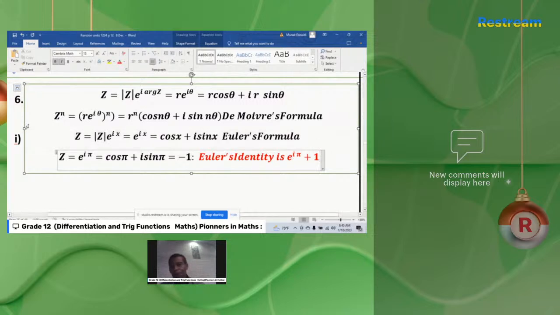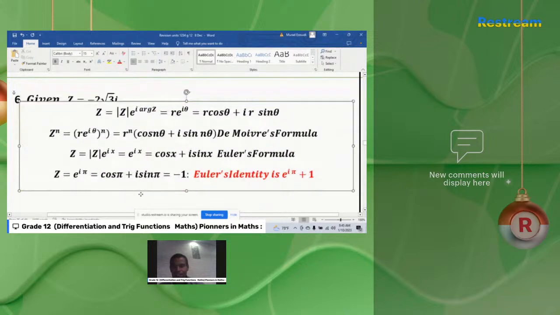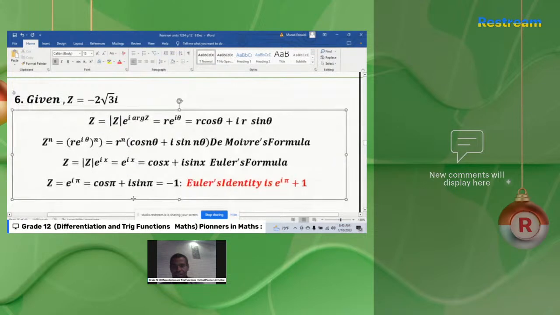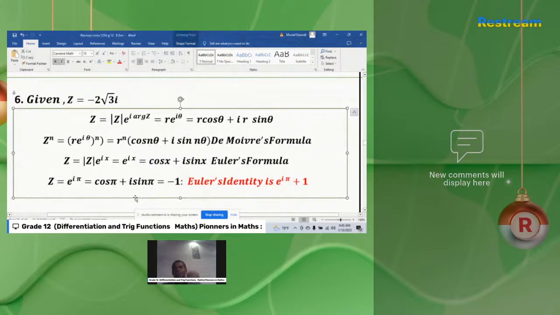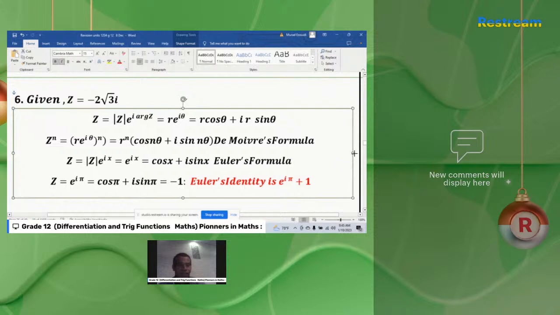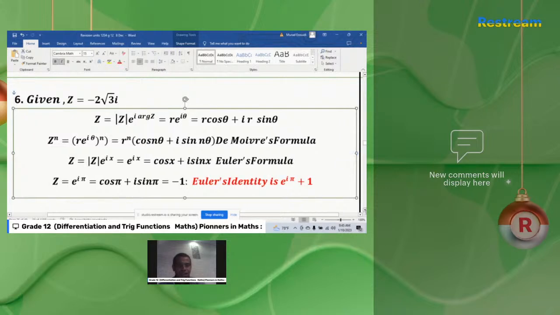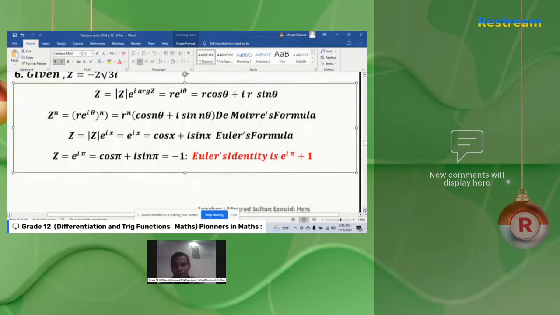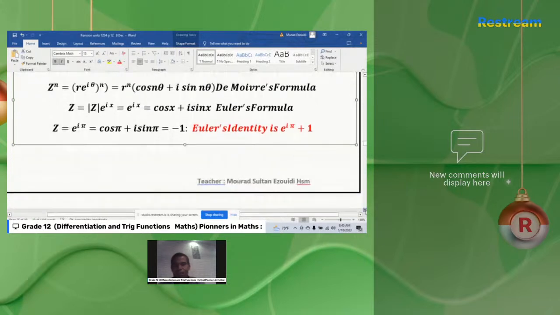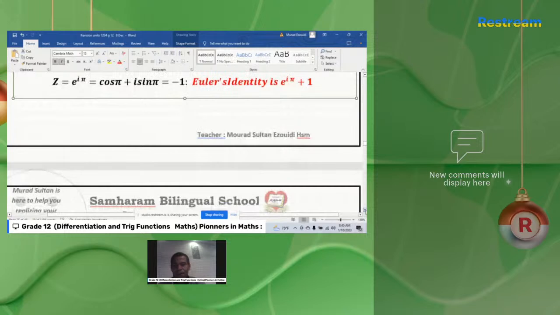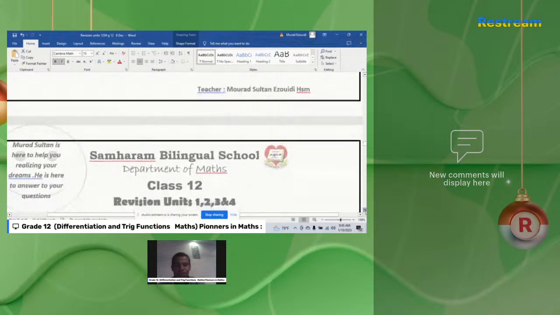Now, learners, I'm going to solve this question. I will give you a slight idea about some knowledge. The question is: given z equals negative 2 root 3 i. It means that the real part is 0 and the imaginary part is negative 2 root 3. Therefore, I will come here to continue solving, learners.